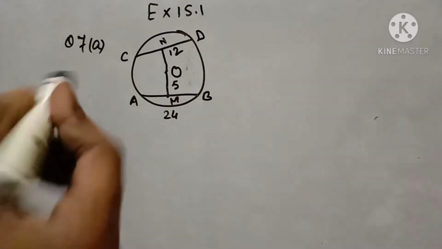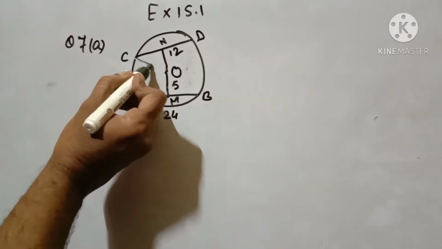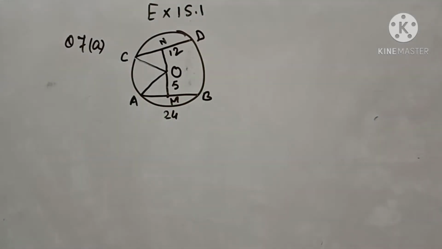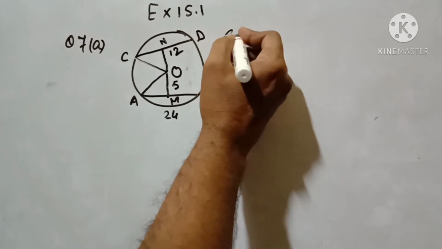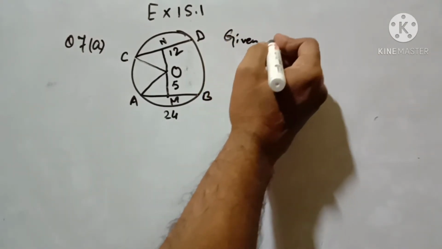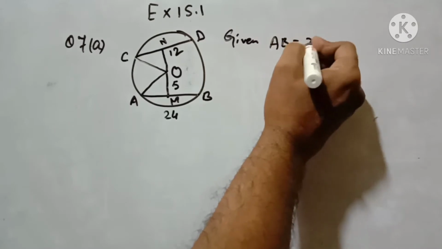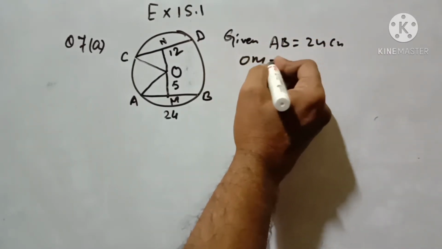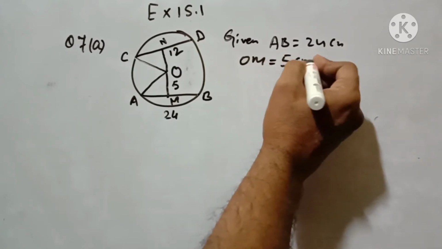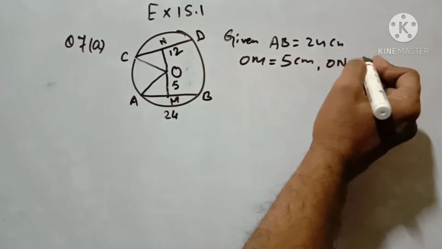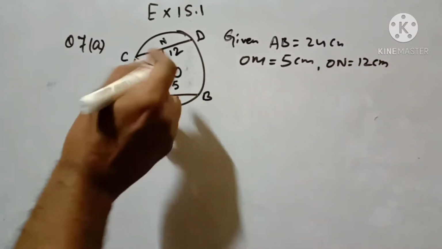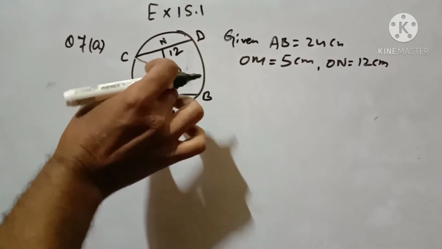So first of all, what we have to do? We have to do by construction. We can join this part. Now this is one radius, this is one radius. So these are the radii. Write down what is given. Given chord AB equal to 24 centimeter, OM is given 5 centimeter, ON is given 12 centimeter. And to find, we have to find OA or OC.